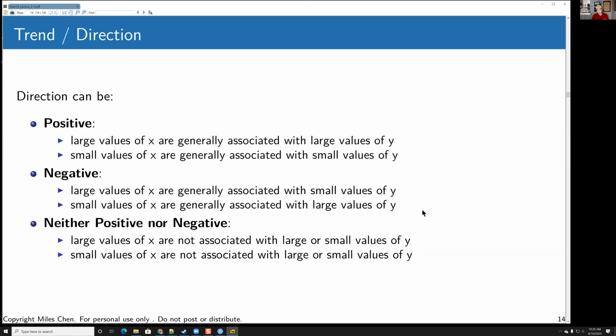If it's neither positive nor negative, then large values of x are not associated with either large or small values, or maybe associated with both. Similarly, we can't say anything about the small values of x, which may or may not be associated with large or small values of y. This is all a little bit abstract. Maybe some examples will be better for this.